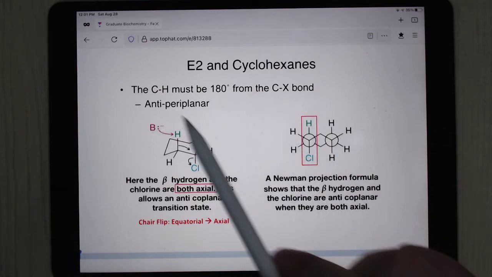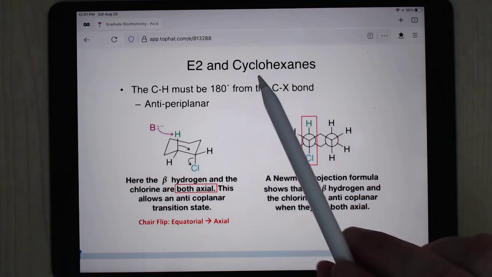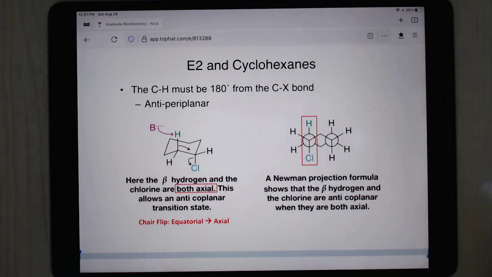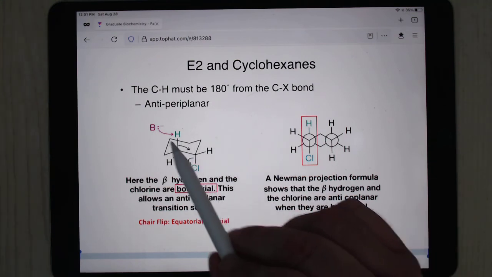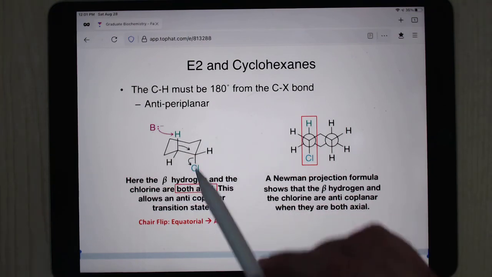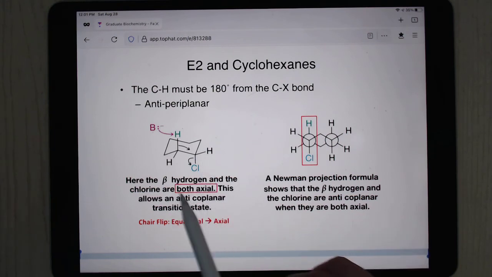The biggest issue with this is when you have a cyclohexane. Now, the previous example we had, unless you're given information about if it's axial or equatorial, then you can assume that it's probably in the correct orientation. If, however, you're given that information that this one is equatorial, this one's axial, then you have to be a little more careful. Okay, because both the hydrogen and the leaving group have to be axial.